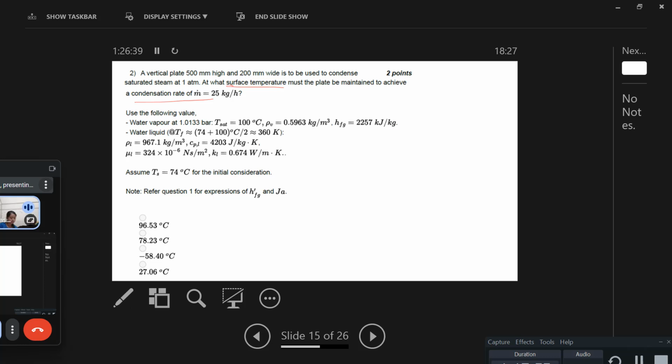So Ts we get from Q equal to H A into T sat minus Ts. Okay, so Ts is Q divided by H A, T sat minus this, right? So this should be minus, this should be plus T sat. So T sat minus this term. Okay.